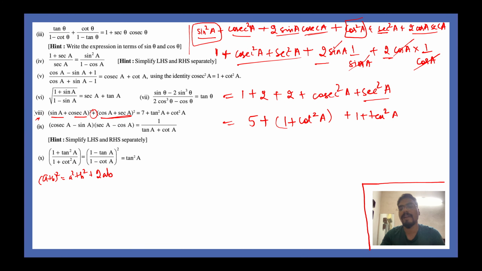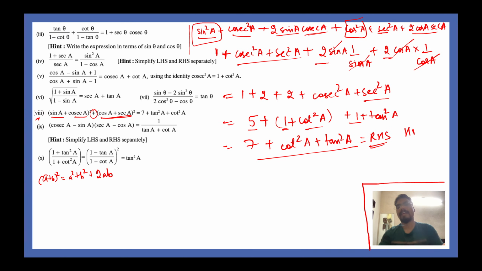plus sec square A can be written as 1 plus tan square A. This is a simple property. Now add these values: 5 plus 1 plus 1. What do you get? 7, plus you are left with cot square A plus tan square A. And this is equal to RHS. Hence proved.